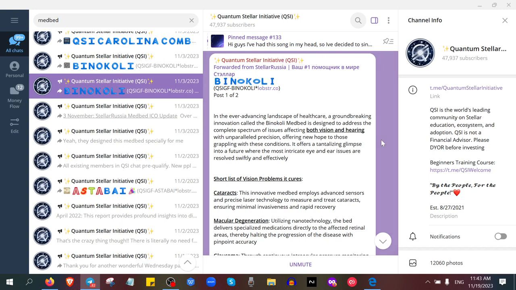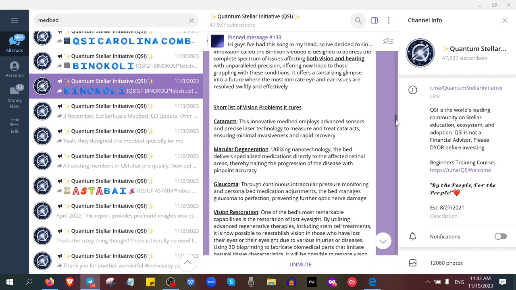So, in the ever-advancing landscape of healthcare, a groundbreaking innovation called the Binocoli Medbed is designed to address the complete spectrum of issues affecting both vision and hearing with unparalleled precision, offering a new hope to those grappling with these conditions. It offers a tantalizing glimpse into a future where the most intricate eye and ear issues are resolved swiftly and effectively.